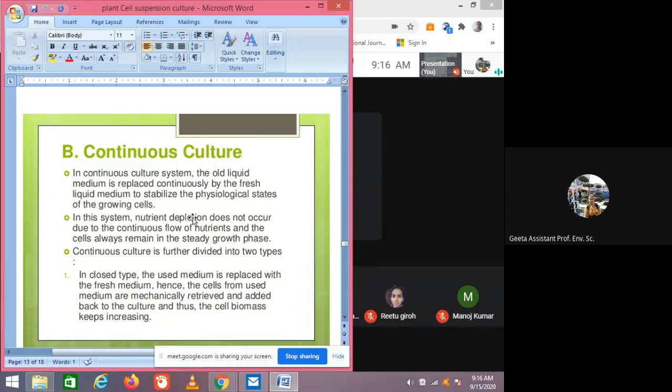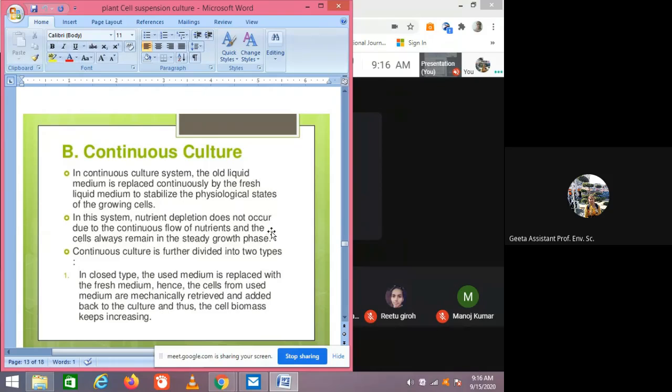Continuous culture में क्या करते हैं, old culture media is replaced continuously by fresh liquid media. It means you are removing the used liquid media and adding some fresh media. ये क्या करेगा, it will stabilize the physiological state of the growing cells. It means the cells can get the nutrients continuously. Depletion नहीं होगा किसी भी nutrients का, वो किस में रहेगा, बैच में रहेगा.